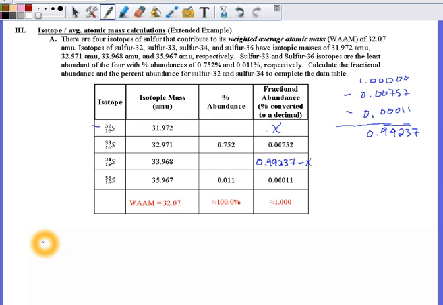So mathematically, when you solve this, you start out by saying that the weighted average atomic mass, 32.07, is equal to each isotopic mass times its fractional abundance. That's in the notes that I gave you, and it's also in your textbook. So this number times the abundance in fractional form, converted to a decimal. So this times that plus this times that plus this times that plus this times that all adds up to equal 32.07.